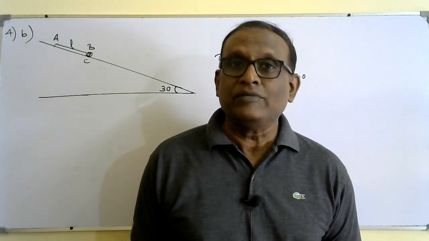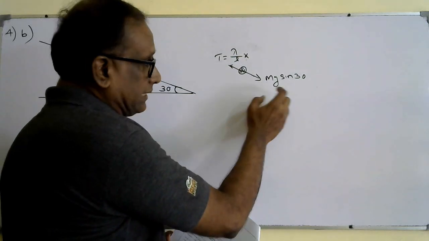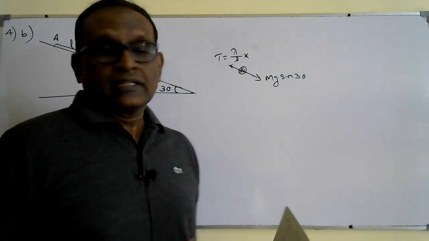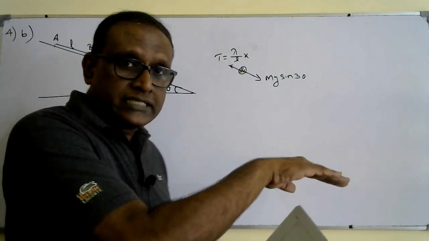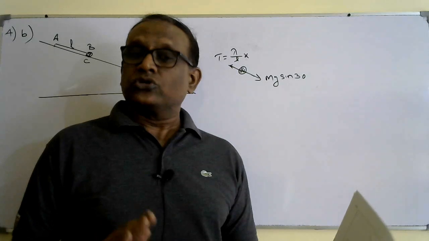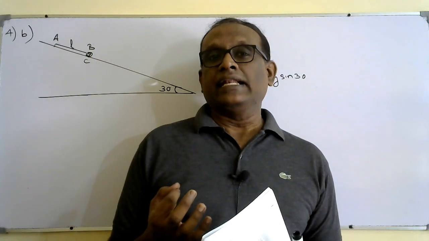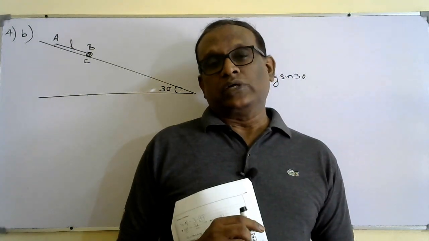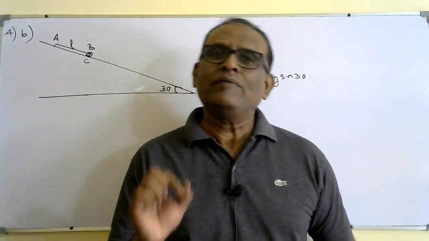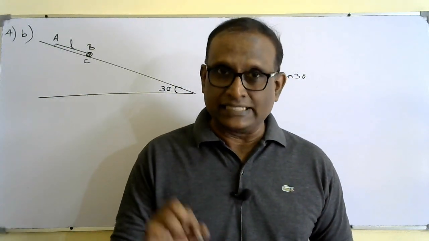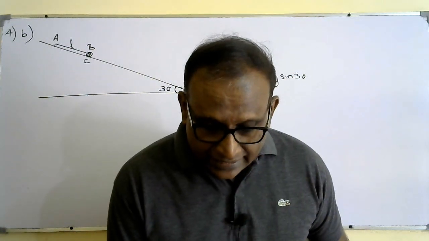So maximum speed will occur when the tension becomes equal to mg sine 30. Mg sine 30 is a constant force, there is no variable. Only the tension is changing because x is changing. When the ball moves down, the string is getting extended, so the tension is increasing. So the acceleration will occur until the tension becomes equal to the component of the weight along the slope downward.